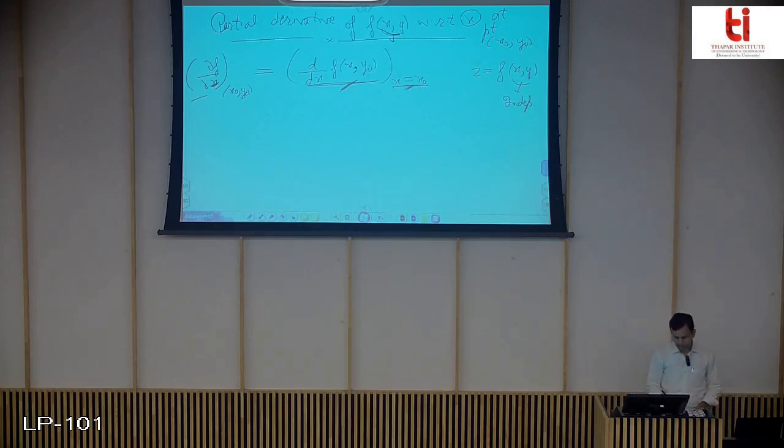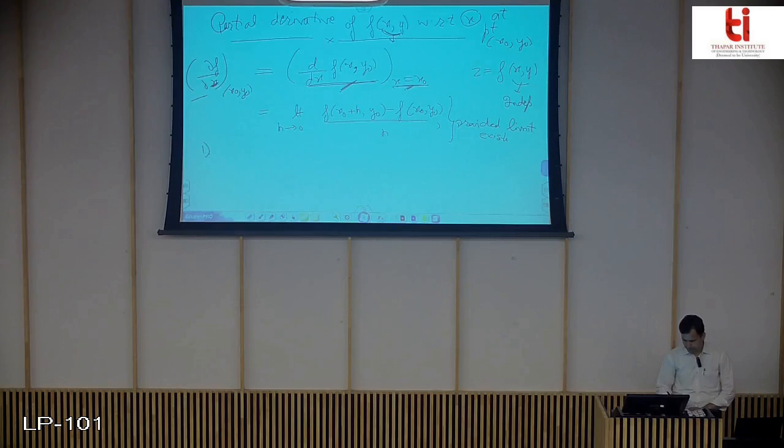In terms of limits, you know very well the definition of partial derivative is the limit as h tends to 0 of f(x0 + h, y0) minus f(x0, y0) upon h, provided the limit exists. So this is the definition from the limit point of view, how we define partial derivative.